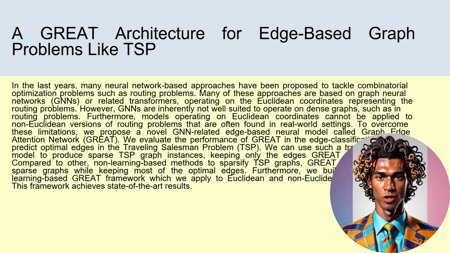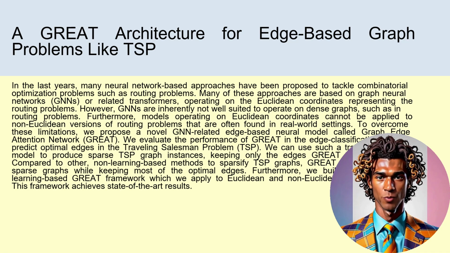The research shows that GREAT can actually identify the most important edges in the TSP problem, which makes solving it much faster and easier. This allows them to create a much simpler version of the TSP by eliminating unimportant connections. The research also shows that GREAT can be combined with reinforcement learning to solve different versions of TSP, even when the distances between cities aren't symmetric.